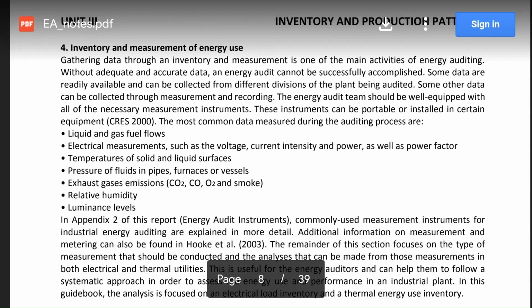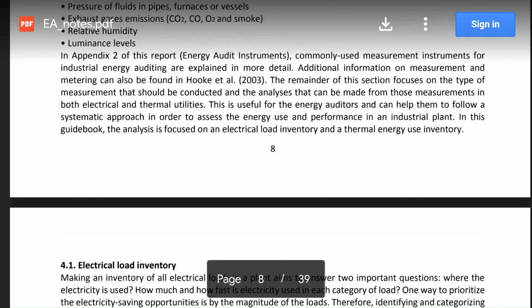What is the humidity level of the industry? What is the luminance level? Whether the industry is illuminated well enough or not, whether the natural light is coming in or not, what artificial means we are using for it, all are to be considered. Okay, so broadly we can say that we are concerned with the electrical load inventory and the thermal energy use inventory. Okay, we are concerned with these two things.